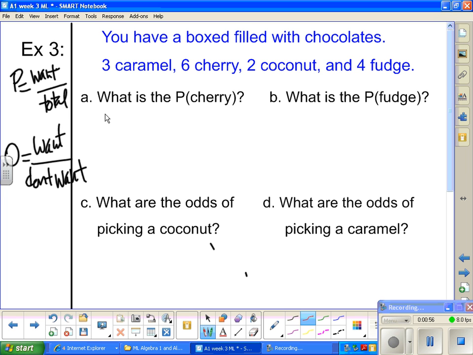So for A, what is the probability of picking a cherry? If I want to know the probability of a cherry, I'm going to see how many cherries they have. 6. So that's what I want. And then I need to add the total. So I have 6 and 3 is 9, and 2 and 4 is 6. So I have a total of 15. So this would be 6 over 15. I can reduce this to 3/5. Nope, not 3/5. 2/5.